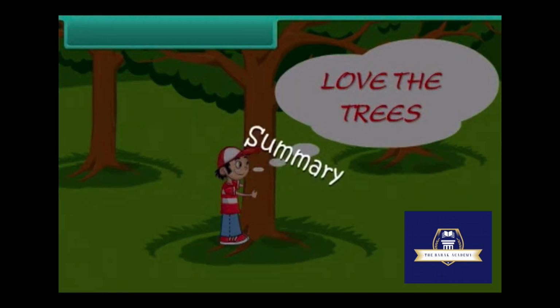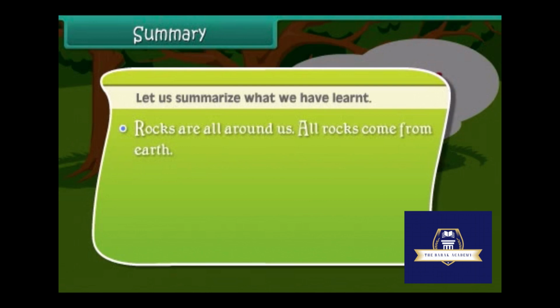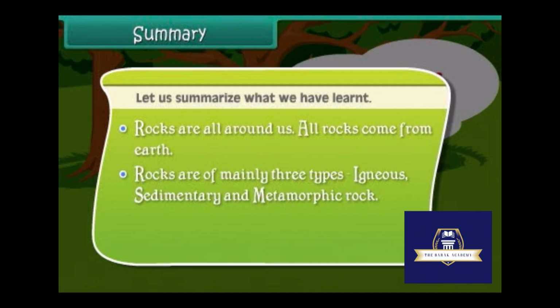Summary. Now friends, let us summarize what we have learned. Rocks are all around us. All rocks come from the earth. Rocks are mainly of three types: igneous, sedimentary, and metamorphic rock. Rocks are formed of minerals.